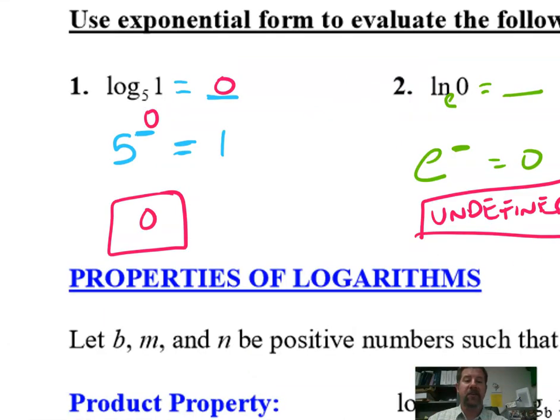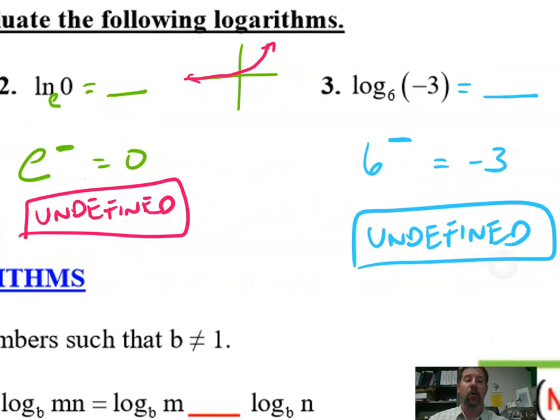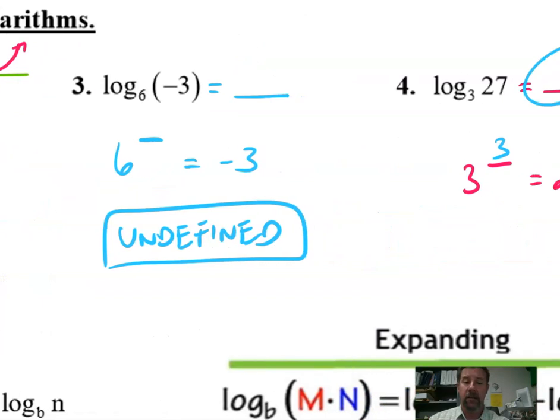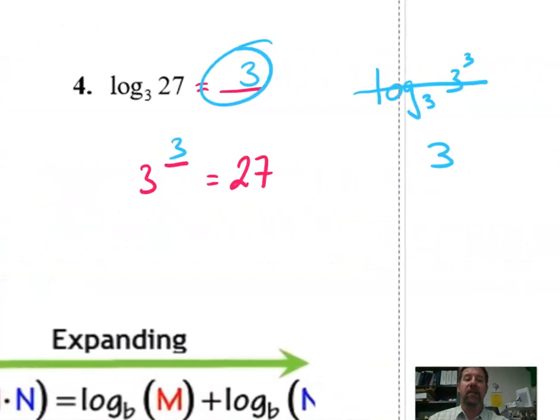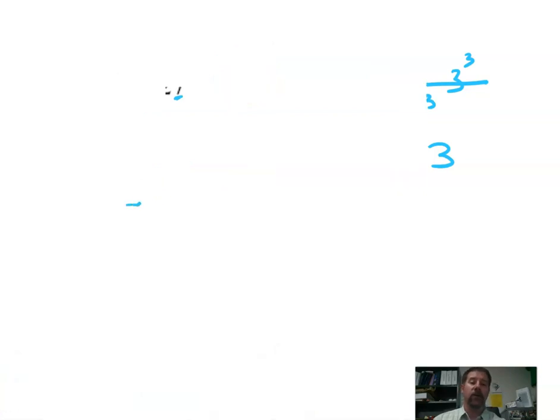Okay, so quick summation of what we just talked about. The log of any base of 1 is always going to be 0. You cannot take the log of 0, though. That is undefined. Or the log of a negative is undefined. Okay? But if you notice that you have a perfect cube or a perfect whatever the base is, in this case a cube, you better rewrite it so that you can kill those things off. Okay? Or rewrite it so you can do it.